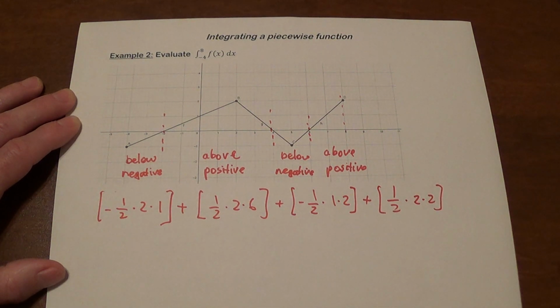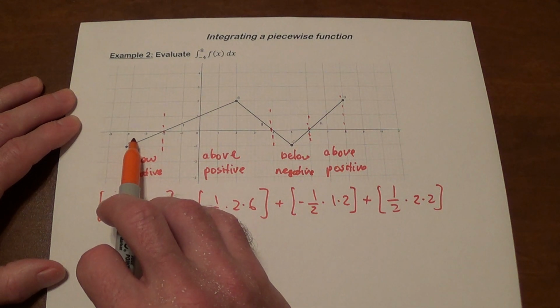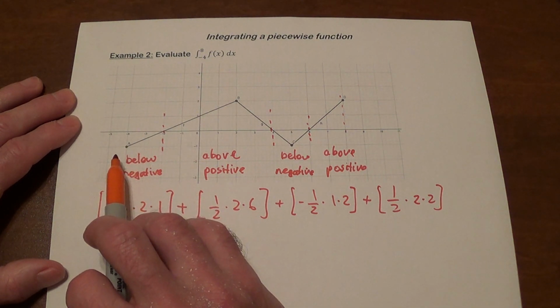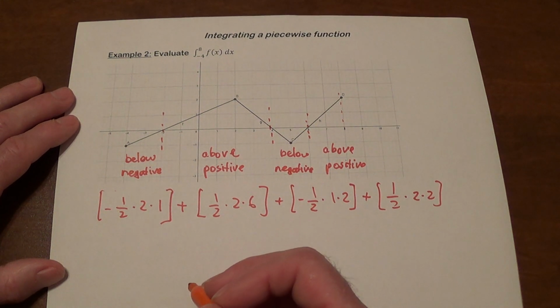So again, you need to be very careful. Any parts that are below the x-axis, that area is going to be quote-unquote negative, and then you have to take that into consideration when you integrate, not when you evaluate the area.